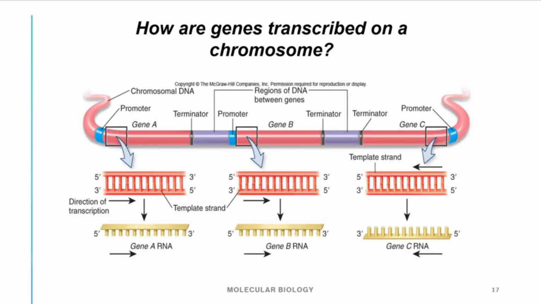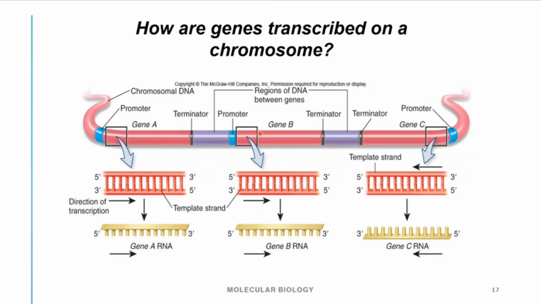So how are genes transcribed on a chromosome? In the structure of any gene, they are always preceded by a promoter region, which are these lighter blue colored regions on the red chromosomal DNA. And the genes are always downstream of the promoter regions. In this picture, there are three genes: gene A, gene B, and gene C.